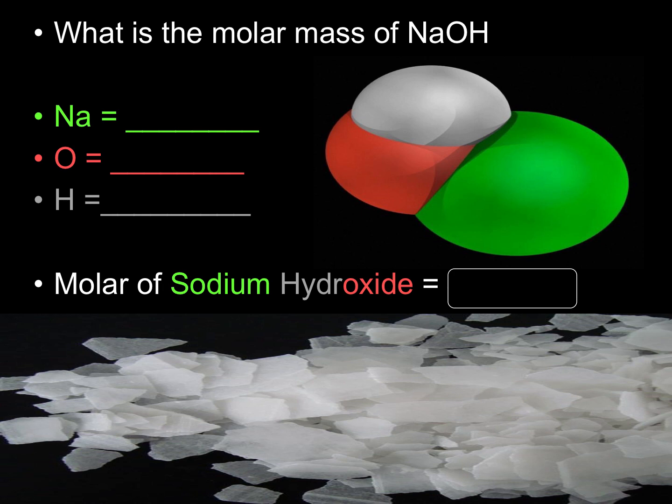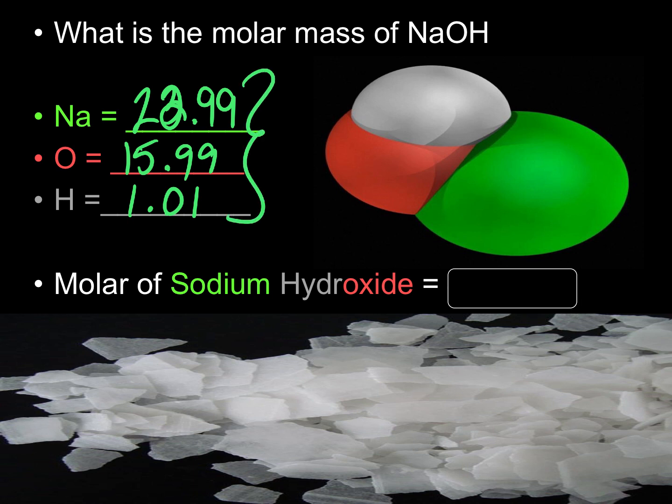So on the periodic table, sodium is about 23 grams, 22.99. Oxygen is 15.99. We could round to 16. Hydrogen is 1.01. So remember that in order to find the mass of 1 mole, we're going to add all of those together. And so we get 40 grams in 1 mole of sodium hydroxide.